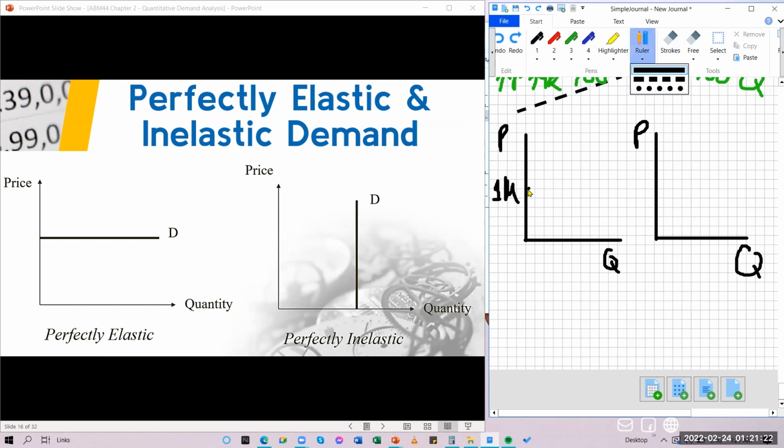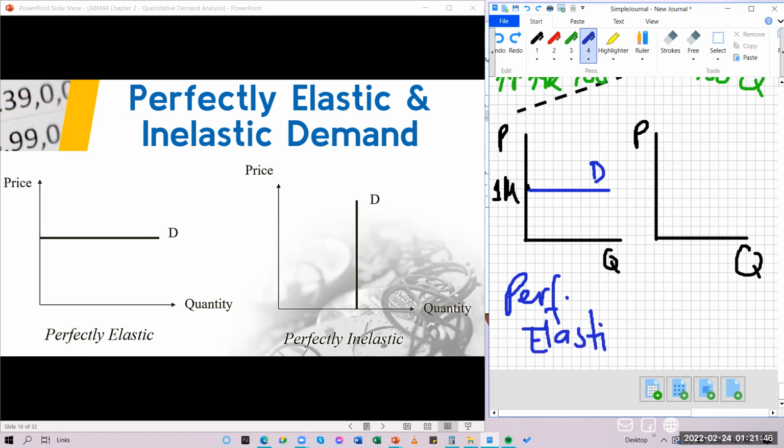Example, you have set the price to 1 million, then probably the demand would be consistent too. The demand would be consistent. So this is what we call the perfectly elastic demand. Again, you set your price. Example, the price is fixed, 1 million. So the demand always continues.